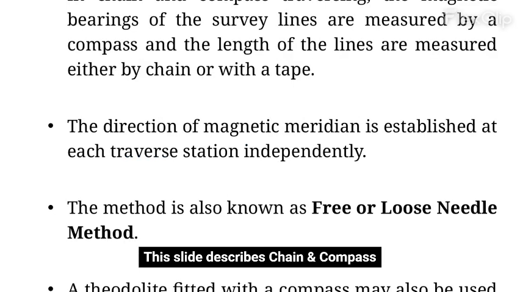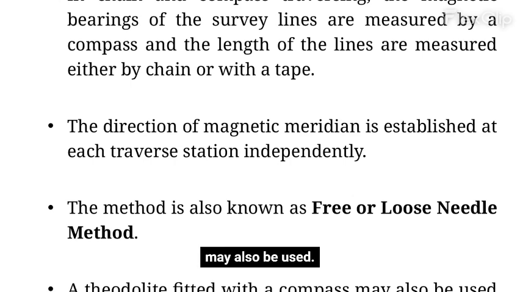This slide describes chain and compass traversing, where magnetic bearings of survey lines are measured by a compass and line lengths are measured by chain or tape. The magnetic meridian is established independently at each traverse station. This method is also known as free or loose needle method. A theodolite fitted with a compass may also be used.